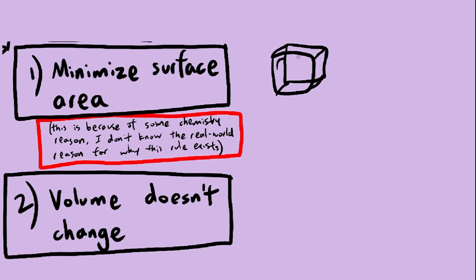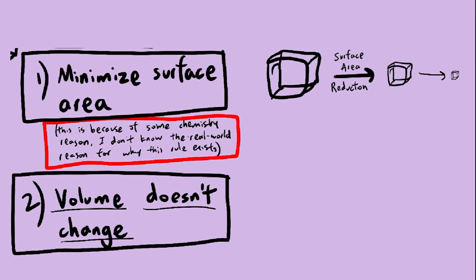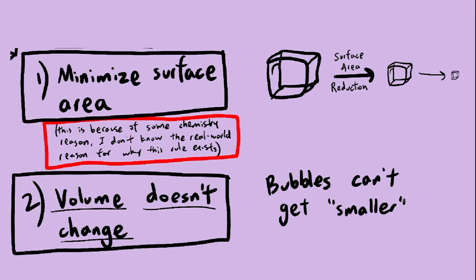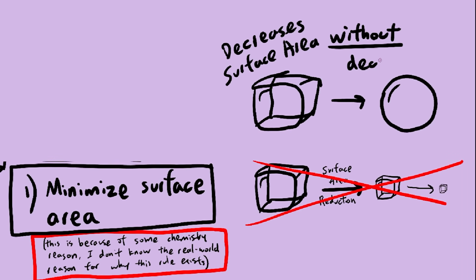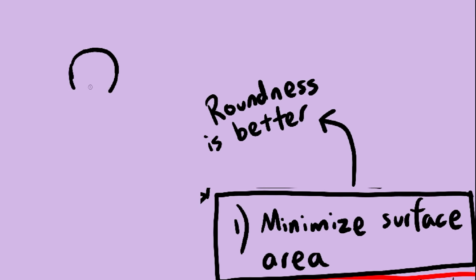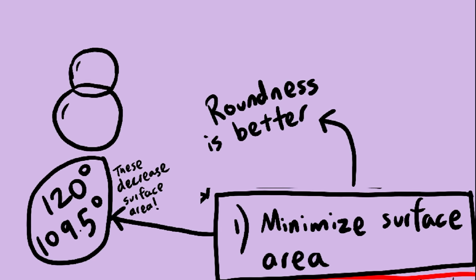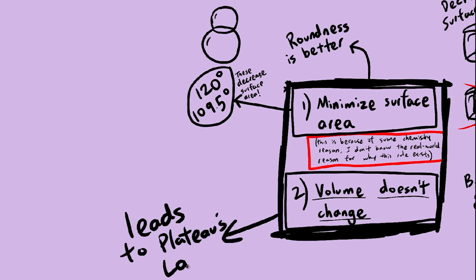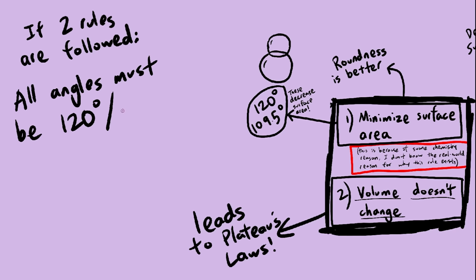The first rule tries to make bubbles as small as possible, at least in terms of surface area. This would mean that bubbles shrink to non-existence, if not for the second rule, which ensures that bubbles maintain a constant volume. So instead of making the bubble smaller, the first rule is forced to decrease the surface area in another way, and it turns out the best way to do that is to make the bubbles round. But if you have multiple bubbles, making them round isn't enough. You also need to have some very specific angles. Yes, Plateau's laws are just a result of these 2 rules. In other words, if bubbles follow these 2 rules, which they do, they must also follow Plateau's laws.